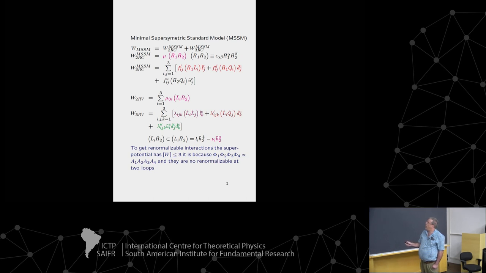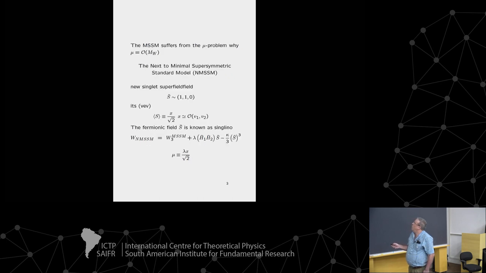In the case where R parity is conserved in the MSSM, neutralinos are usually the candidate for dark matter. And in this kind of model, the pseudoscalars are heavier than the Z0, and the charged Higgs are heavier than the W bosons. And also, we can get a neutralino sector very good for cosmological constraints.